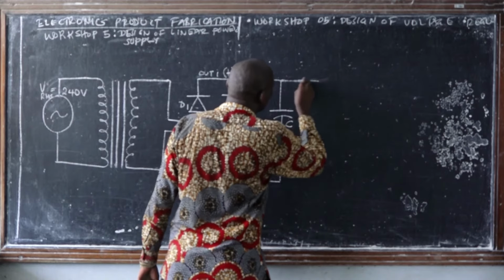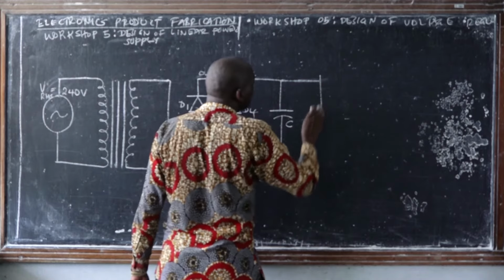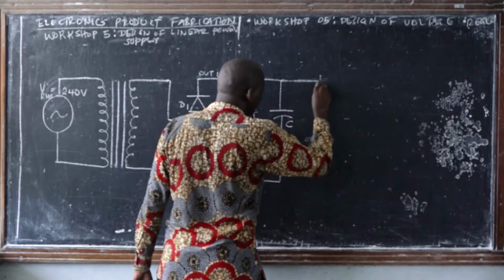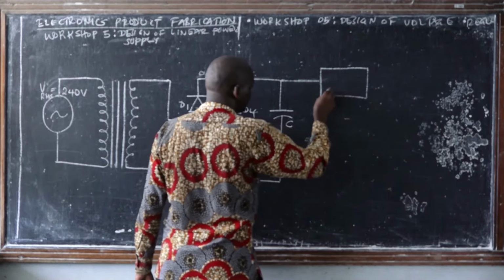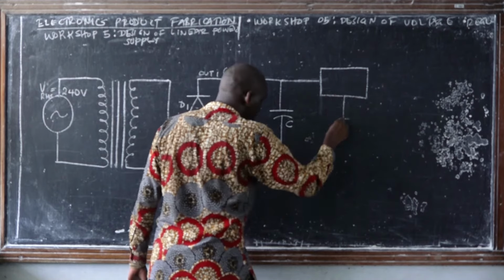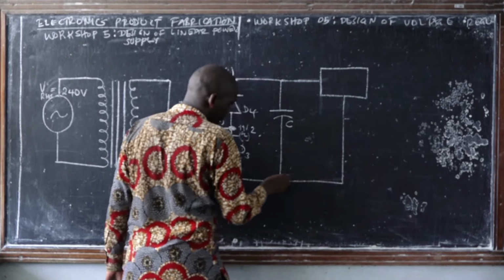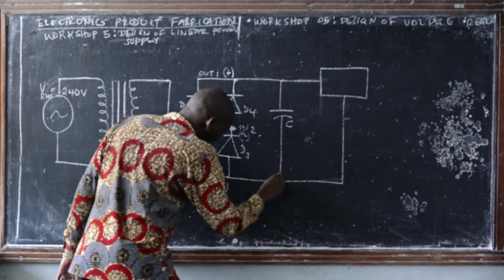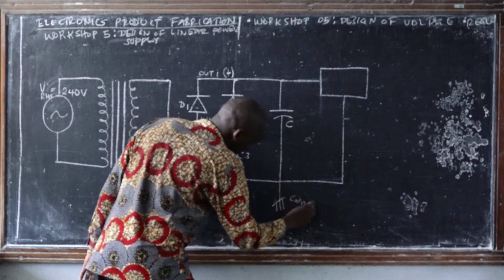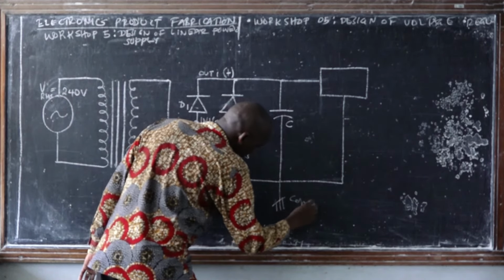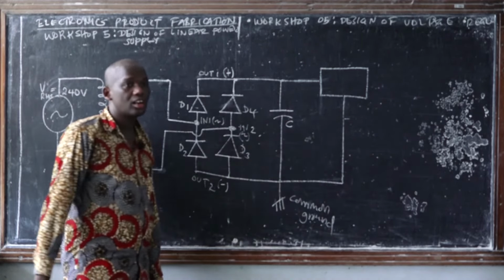So then, the next block is what? Voltage what? Regulator. This is the ground terminal. We have to connect it to the ground. Here we are going to connect all of these terminals to the common ground. This we call in electronics common ground. Without common ground, your system will not work.